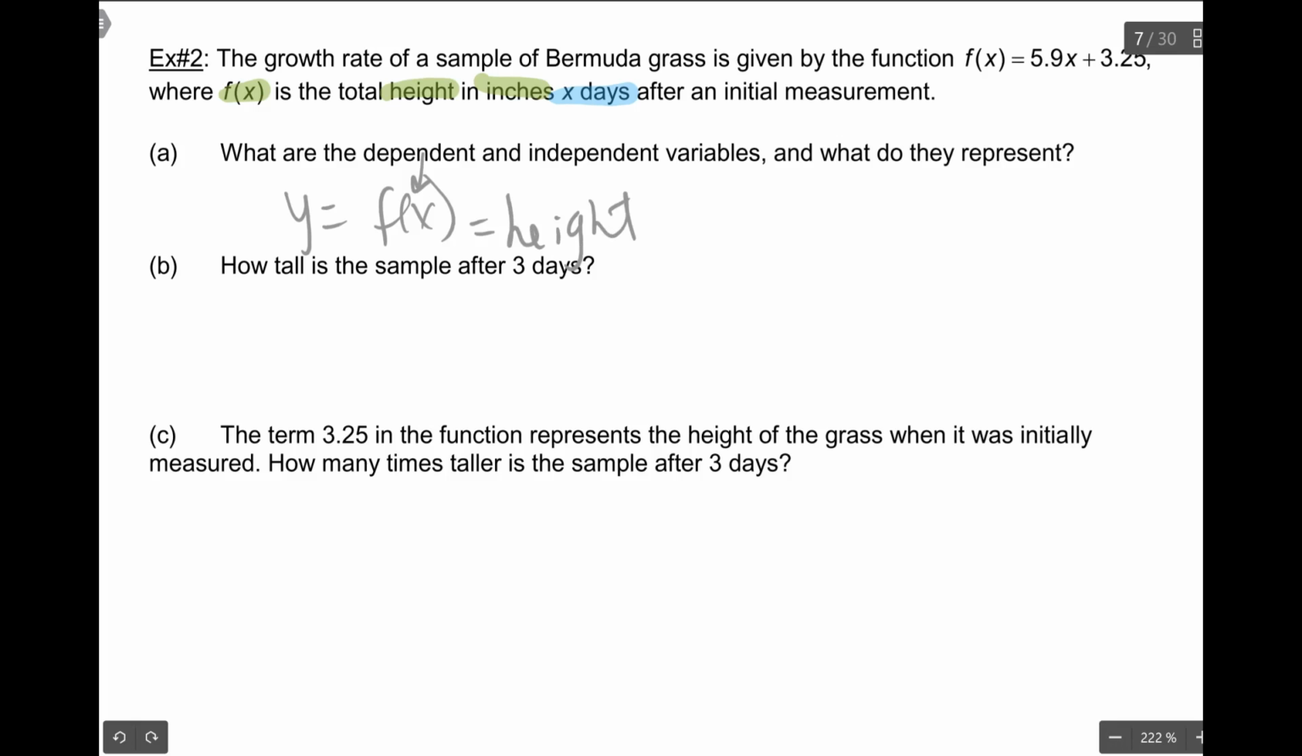Because how high are you? Well, what's the height of the grass? It totally depends on the day that you're measuring. So the independent variable is going to be x. It's your time. Here it's length in days.